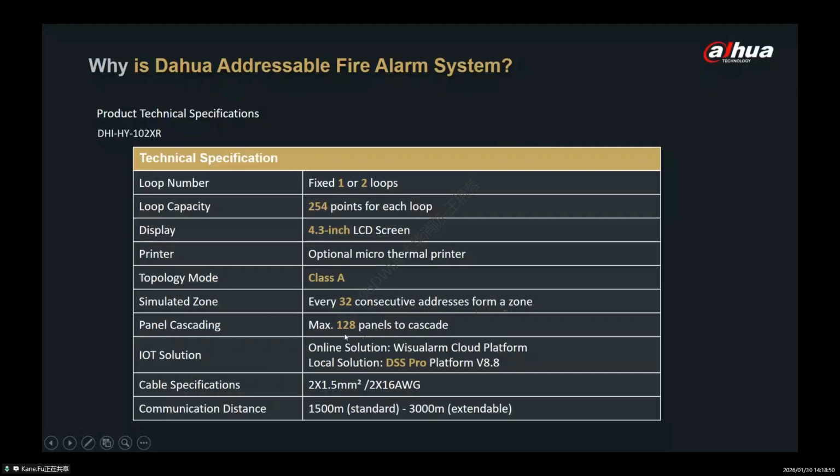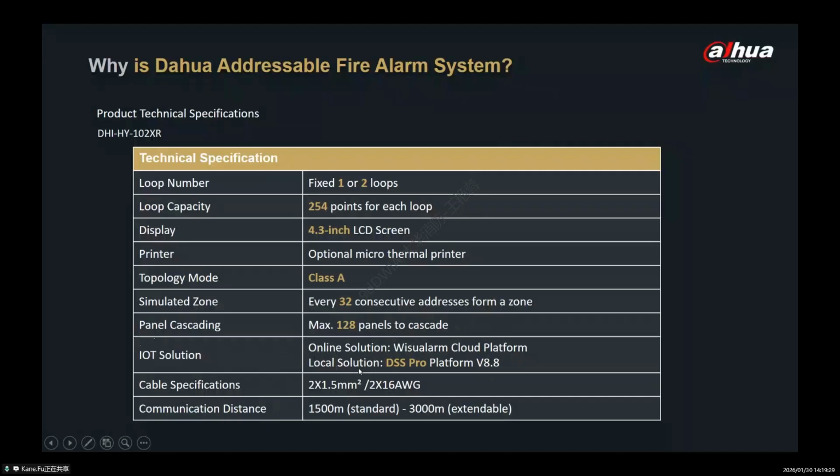And for the cascade, maximum 124 panels, 128 panels to cascade each other like that. And for the IoT solution, we have two options for the system. The first one is the online solution with the Wisualarm cloud platform. It is very convenient and you don't need to deploy servers in the project. You just need to connect the system to the public network for management.